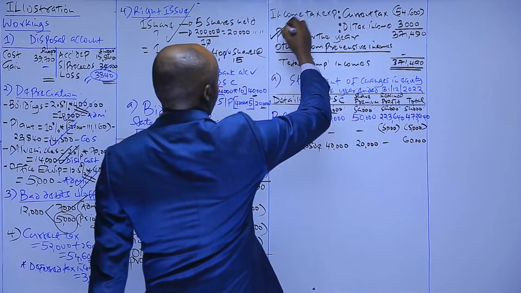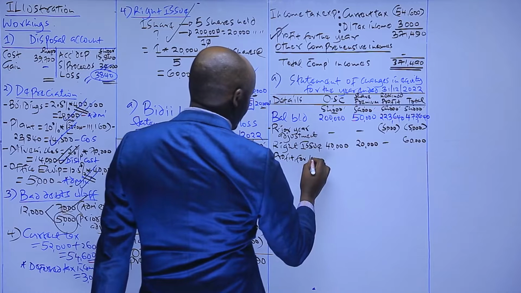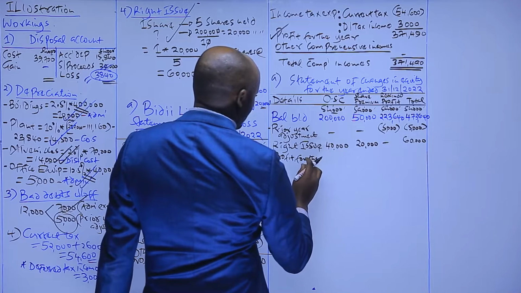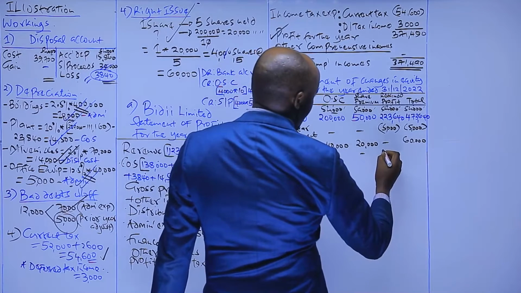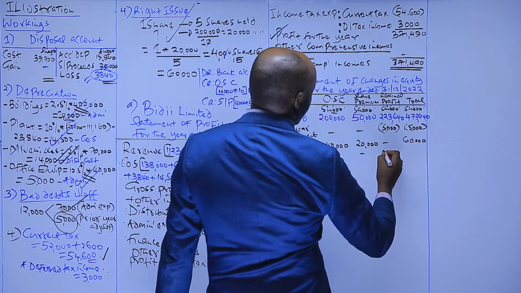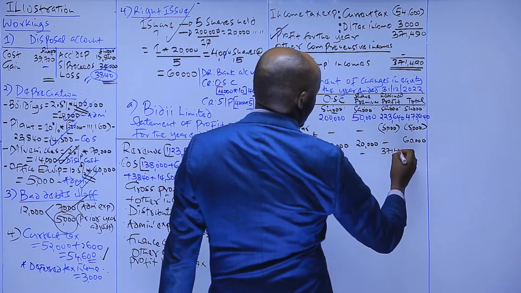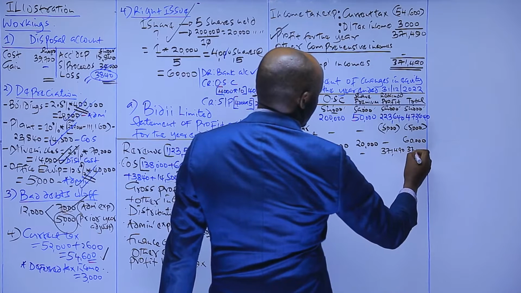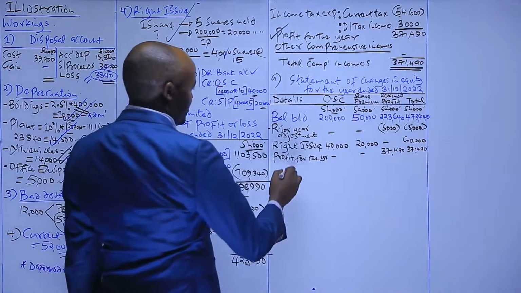The profit for the year. That will be added to the retained earnings at the start, and the profit for the year is 371,490, and we take it to the last column there. Yes, that's what we have.